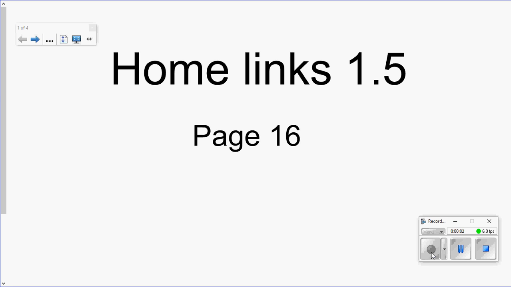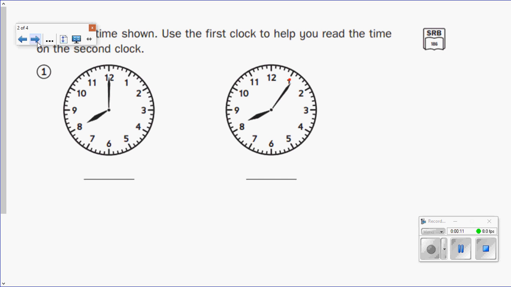Okay, boys and girls, let's get ready to do Home Links 1.5, which can be found on page 16. All right, first thing that we need to do is we're going to write each time that is shown on the clock. Use the first clock to help you read the time on the second clock.